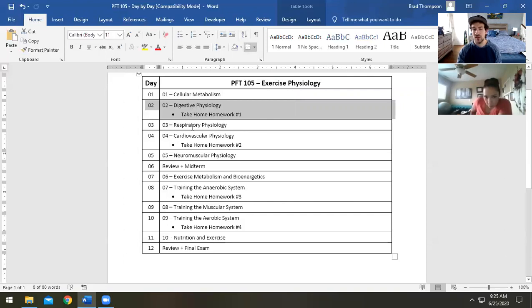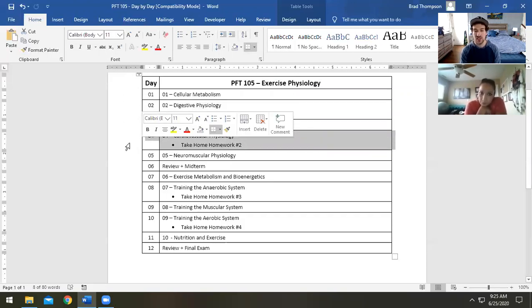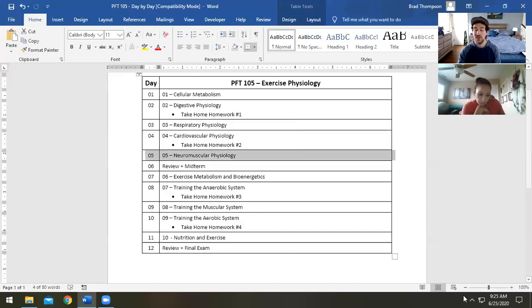So you can see there's going to be some parallels here. A lot of what we're talking about in this class is going to show up again in the next class because we really want you to know the moving parts of your digestive system and how nutrition works and things like that. Then we're going to get into respiratory physiology, so we'll dive into the lungs a little bit. We'll get cardiovascular physiology, where we'll dive into the heart a little bit, and then we'll get neuromuscular physiology, where we'll dive into our muscles and nervous system.